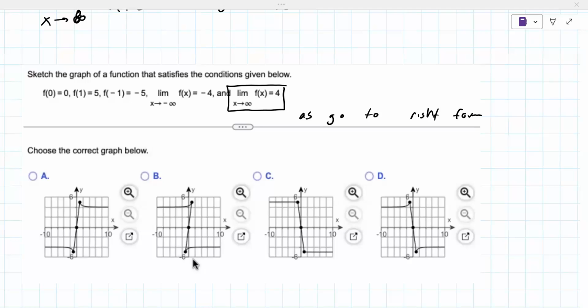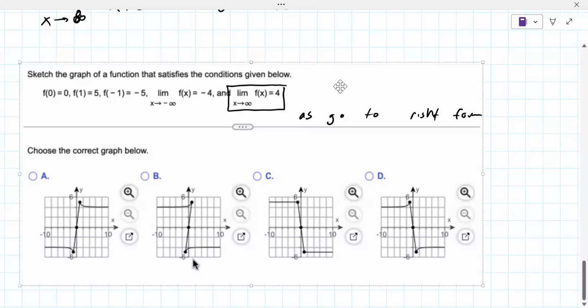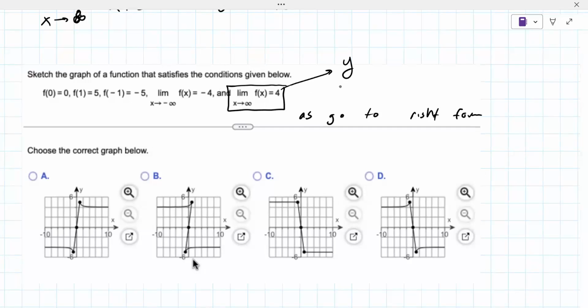It means as you go to the right forever, that's x goes to infinity, it means that the y value is 4. Okay, so we want to look at each of these graphs, like look at A, as you go to the right forever, where my cursor is, is that 4? And yeah, it's 4. So A is a possibility. Okay. But at B, as you go to the right forever, well, it's -4. So -4. All right.